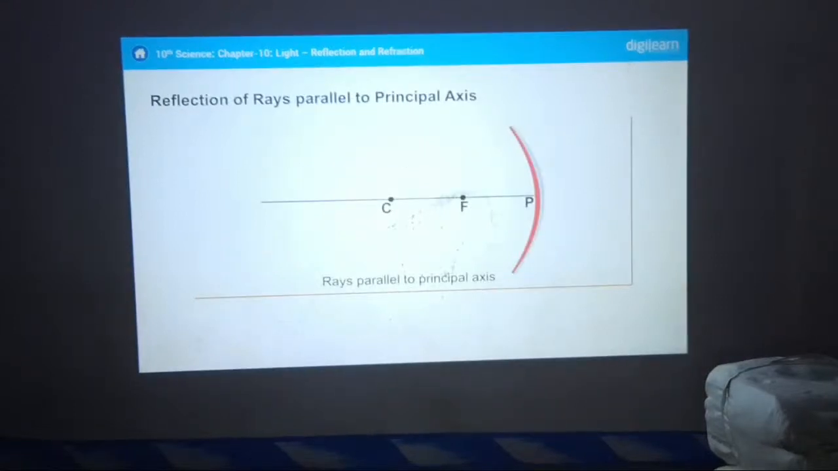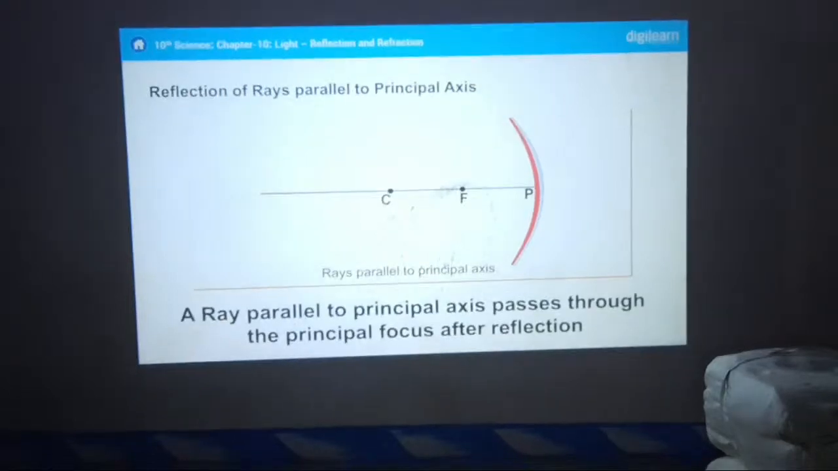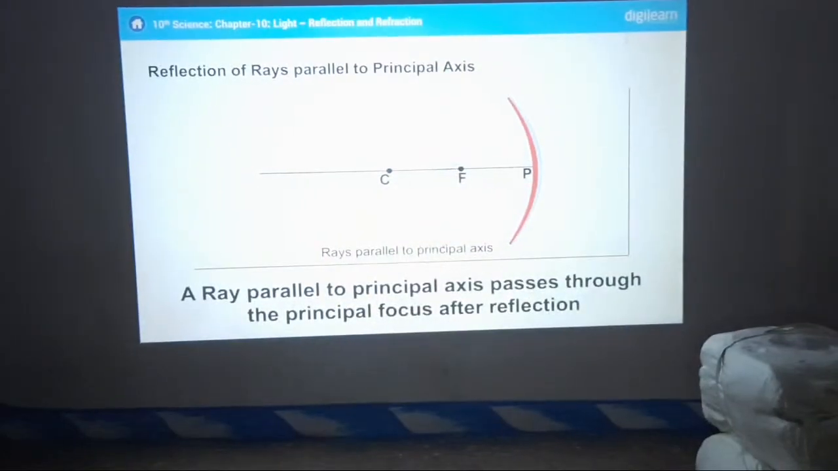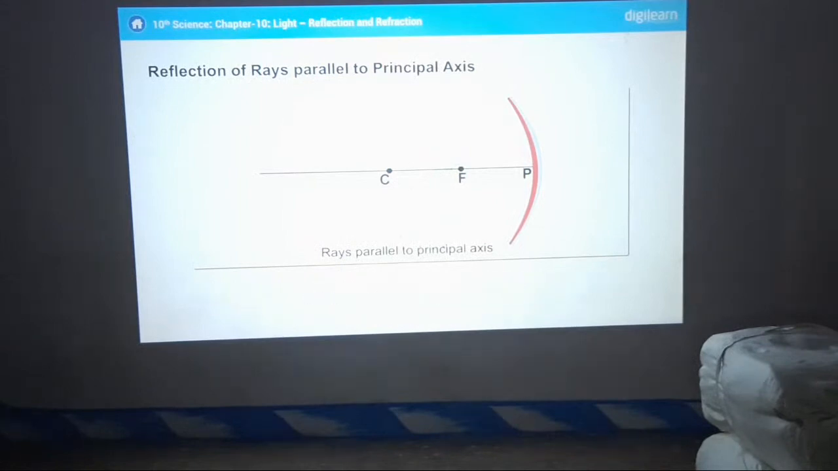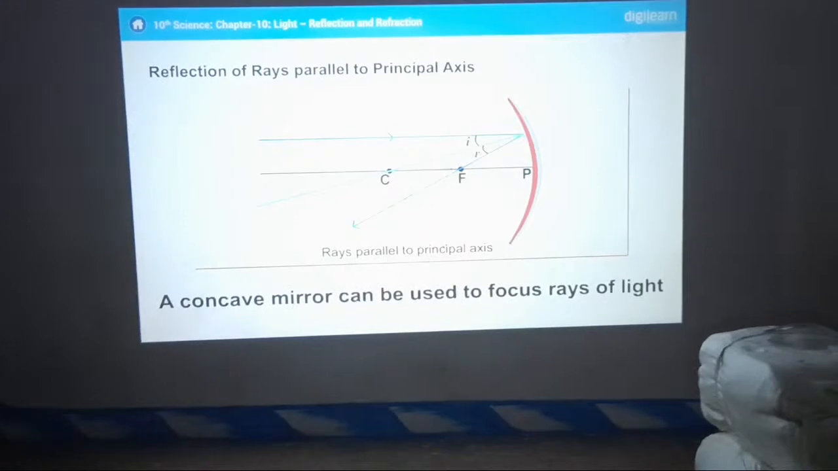Reflection of rays parallel to principal axis. In the case of concave mirror, a ray parallel to principal axis passes through the principal focus after reflection from a concave mirror. Similarly, all parallel rays to the principal axis pass through the principal focus after reflection from a concave mirror. Since a concave mirror converges the parallel rays after reflection, thus a concave mirror is also known as converging mirror. A concave mirror can be used to focus rays of light.